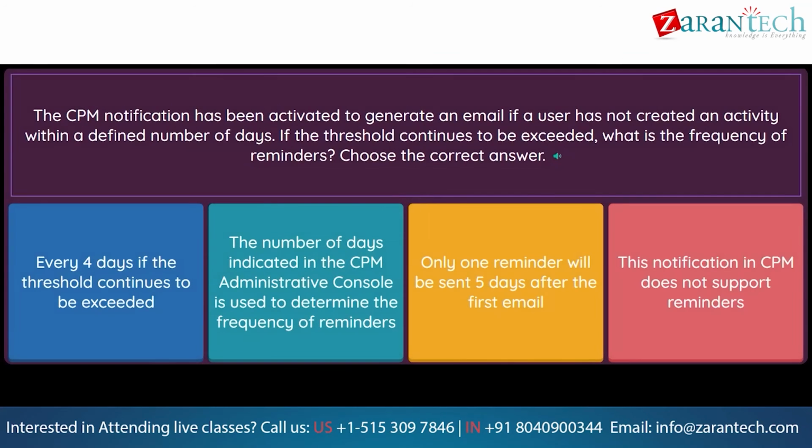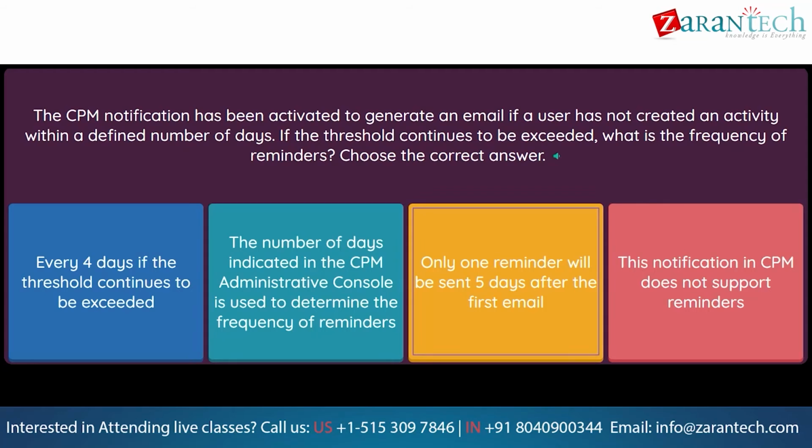Question: the CPM notification has been activated to generate an email if a user has not created an activity within a defined number of days. If the threshold continues to be exceeded, what is the frequency of reminders? Choose the correct answer. Option 1 every 4 days if the threshold continues to be exceeded. Option 2 the number of days indicated in the CPM administrative console is used to determine the frequency of reminders. Option 3 only one reminder will be sent 5 days after the first email. Option 4 this notification in CPM does not support reminders.